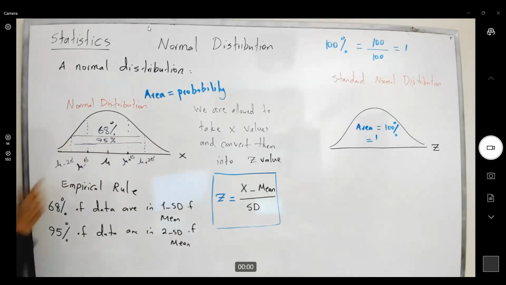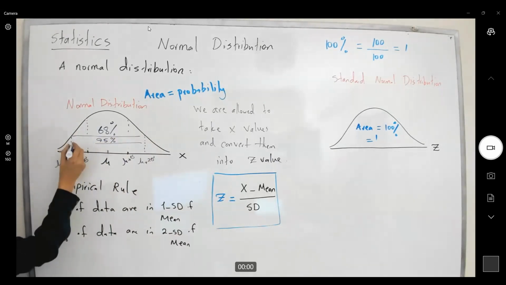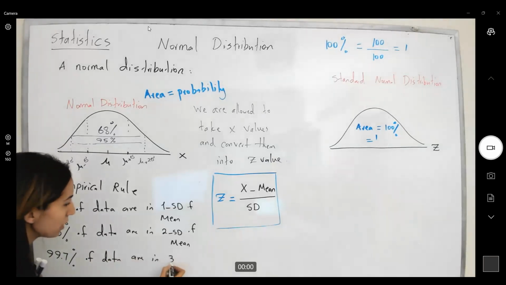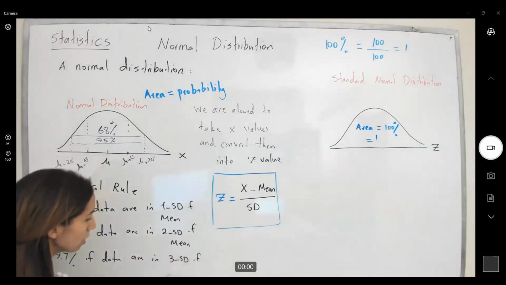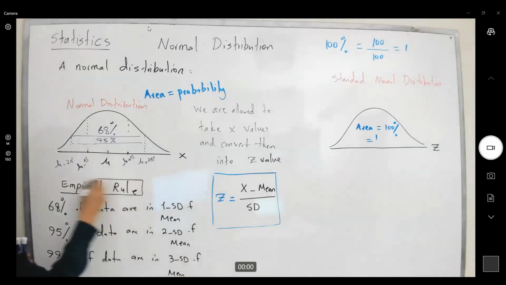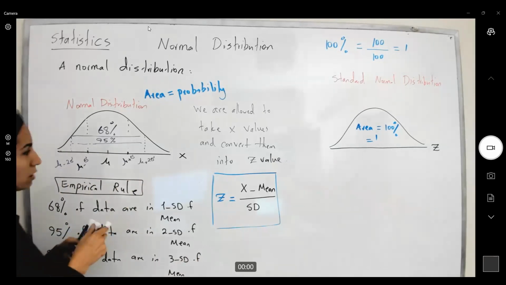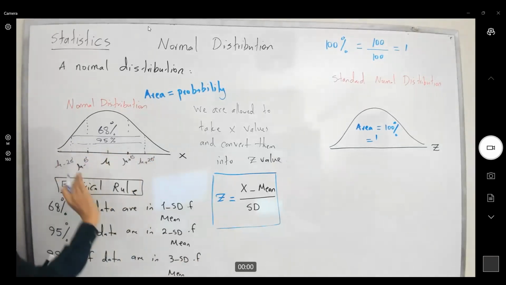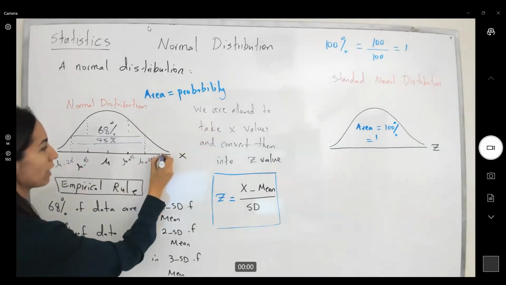Finally, 99.7% of the data are within 3 standard deviations of the mean. These are just approximations using the empirical rule. Why are we writing this down? Because we want to convert each of these numbers into z-scores, z-values.